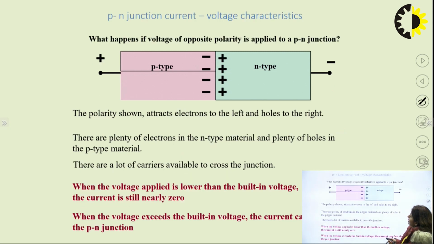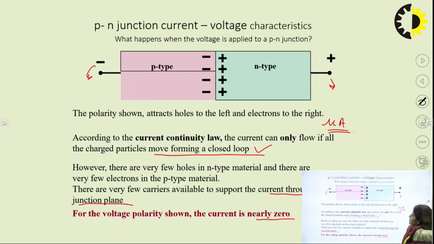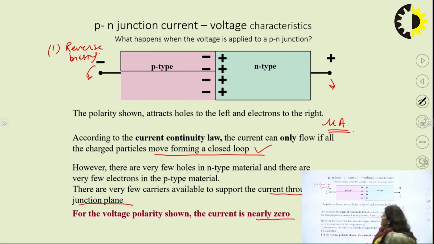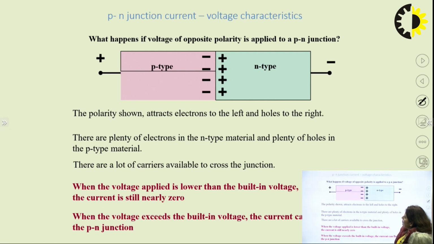So in the second case, we are providing forward biasing. The first one was the situation of reverse biasing, where we provide a negative voltage to the p terminal and a positive voltage to the n side. What will happen when there is forward biasing?